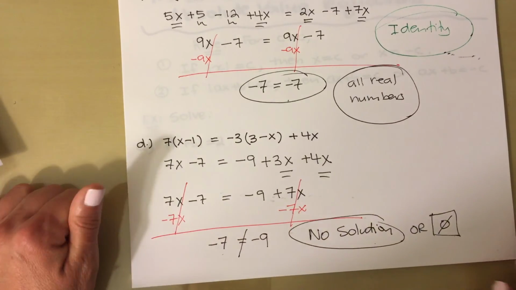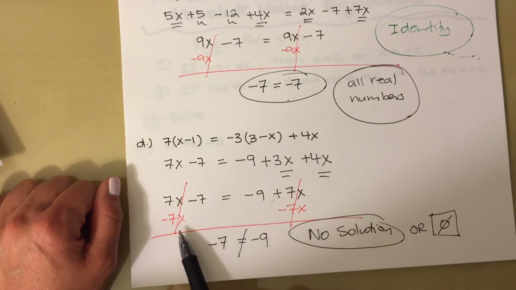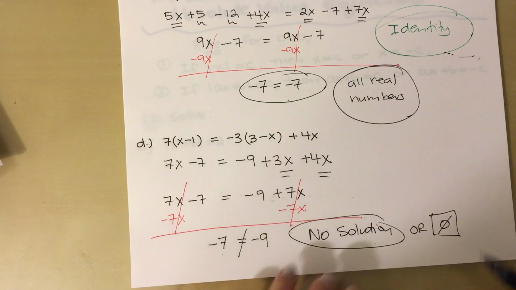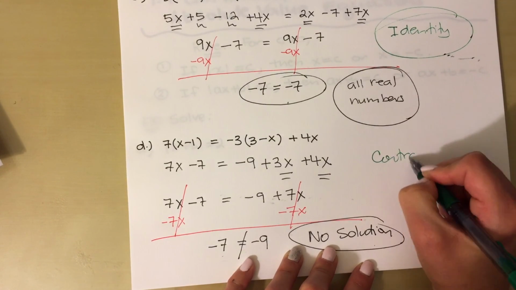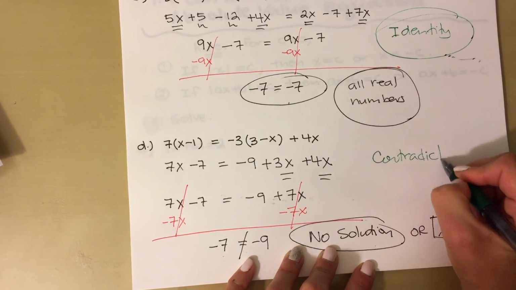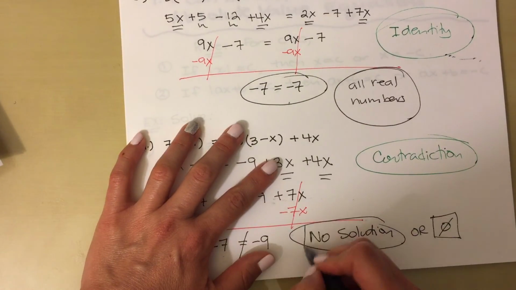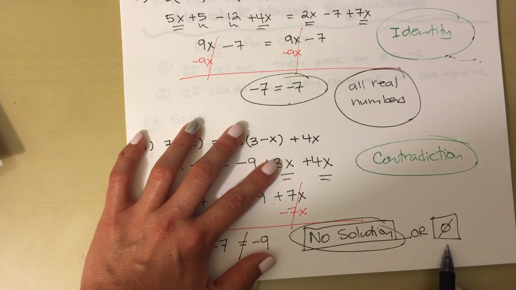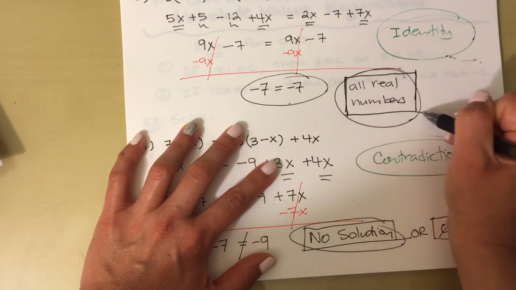And if we have a problem where we have a false statement and also the variable goes away, then this type of an equation is called a contradiction. So our answer here would be no solution, or you have a 0 with a line through it. And then also the top part here, the solution is all real numbers.